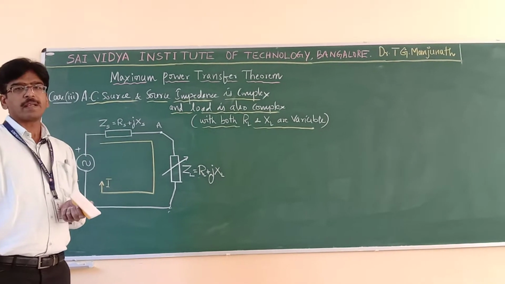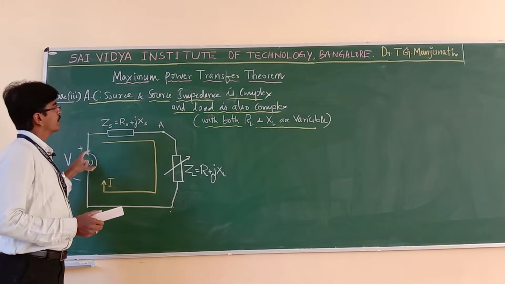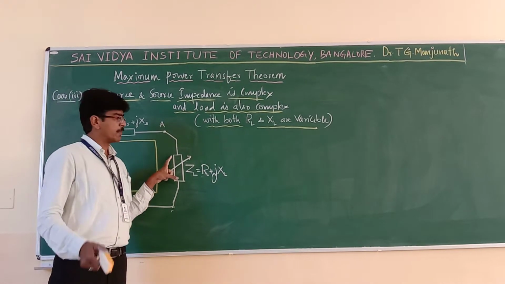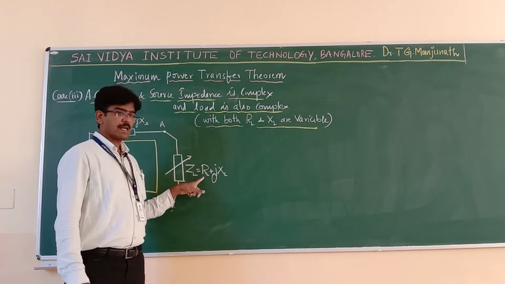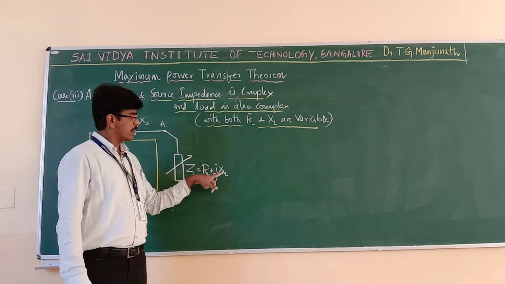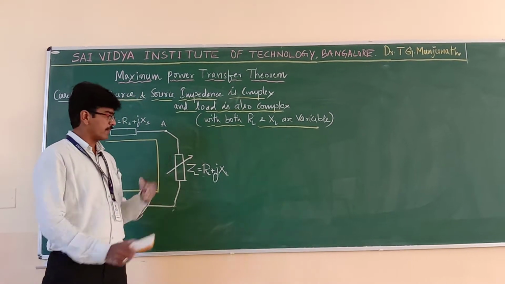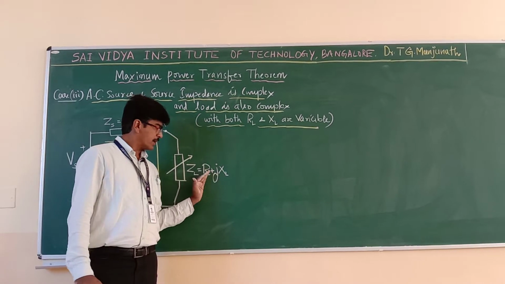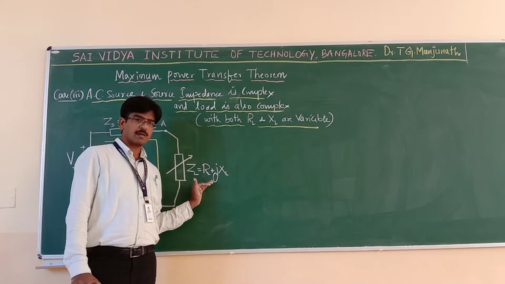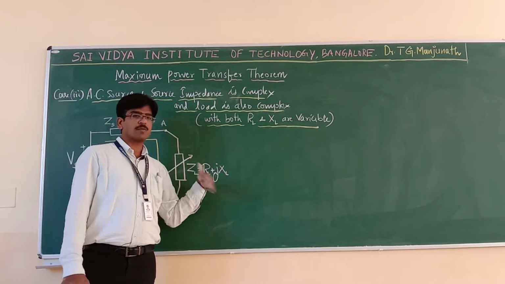Now, let us go for case 3. Case 3, I am considering AC source. Source impedance is complex and load impedance is also complex. So, that is represented as RL plus jXL. I am considering both RL and XL are variable. You can take the case like this with only RL variable, keep XL constant, or XL variable, RL constant. Like that also you can consider, but I am considering directly with both variable.